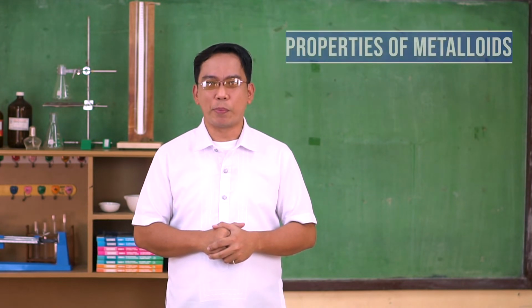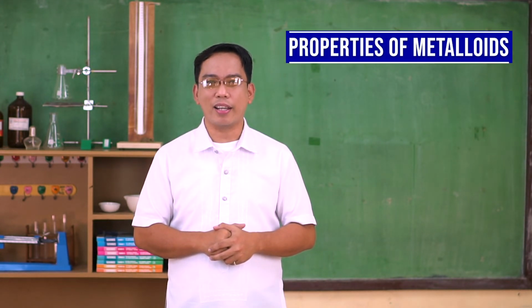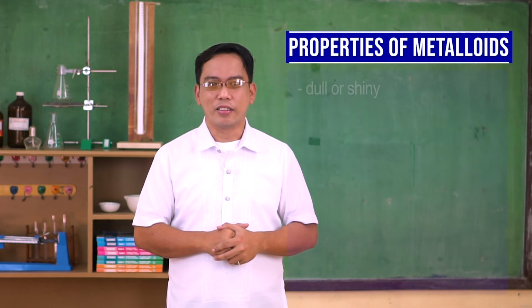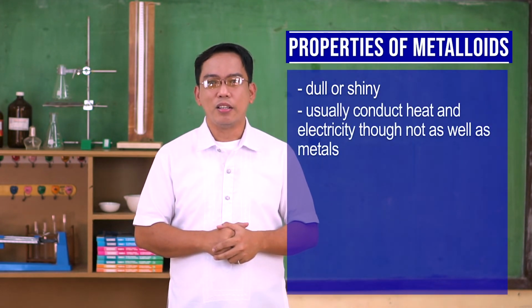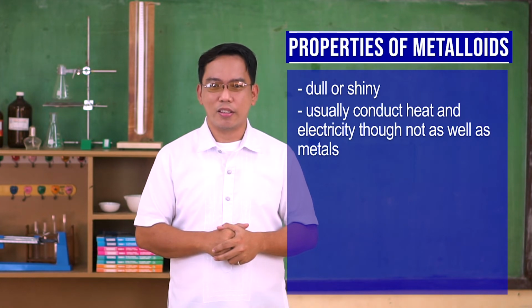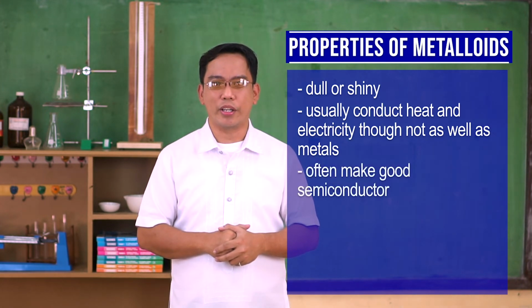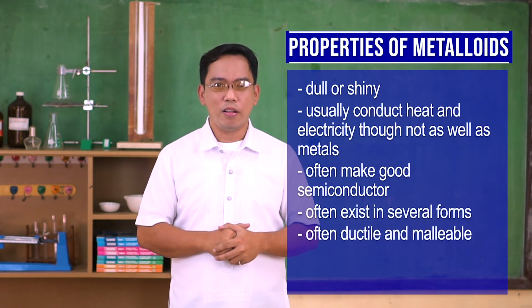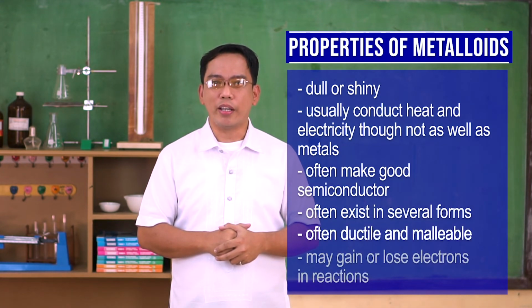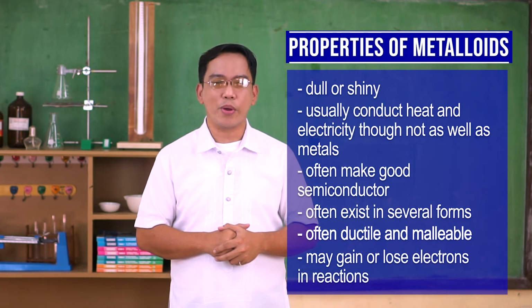Metalloids have some of the properties of metals and some non-metallic characteristics such as dull or shiny. Usually conduct heat and electricity, though not as well as metals. Often make good semiconductors. Often exist in several forms. Often ductile, often malleable, and may gain or lose electrons in reactions.